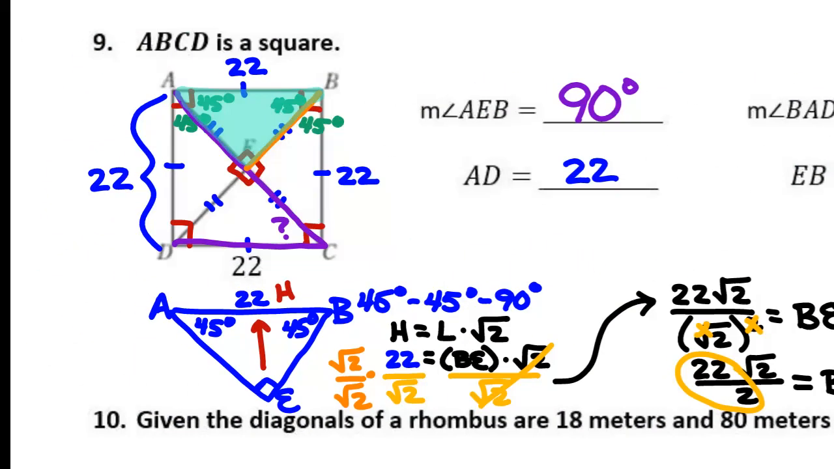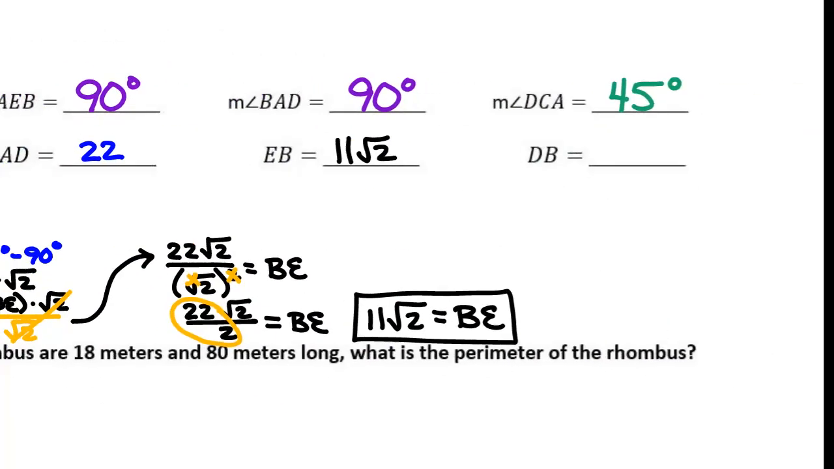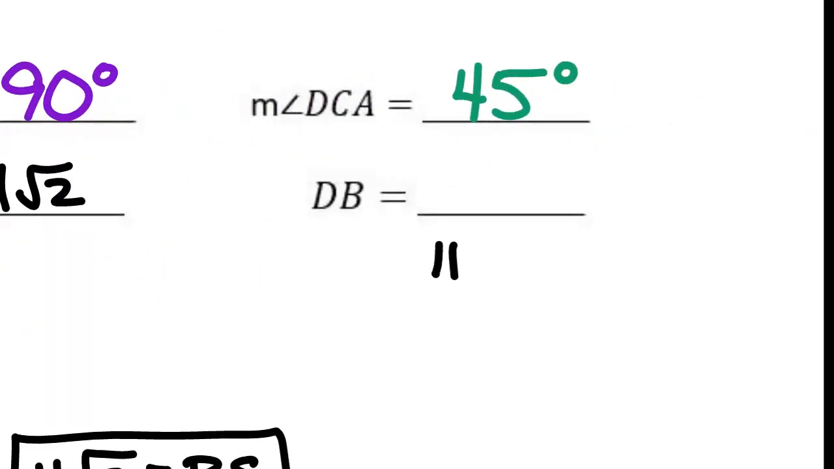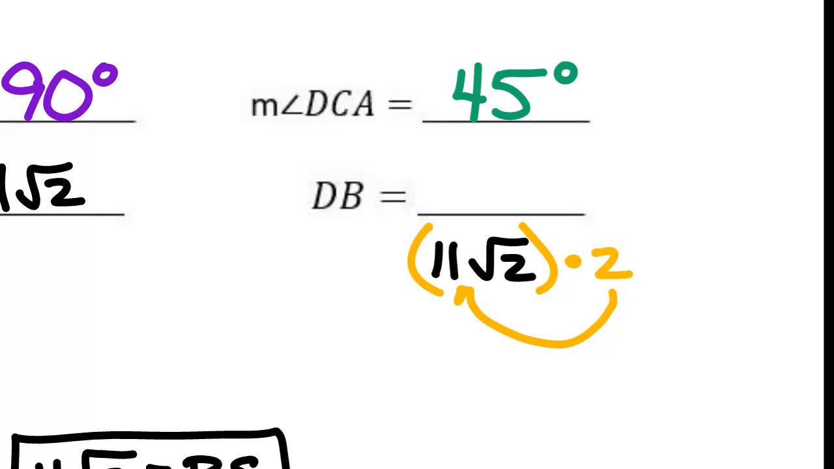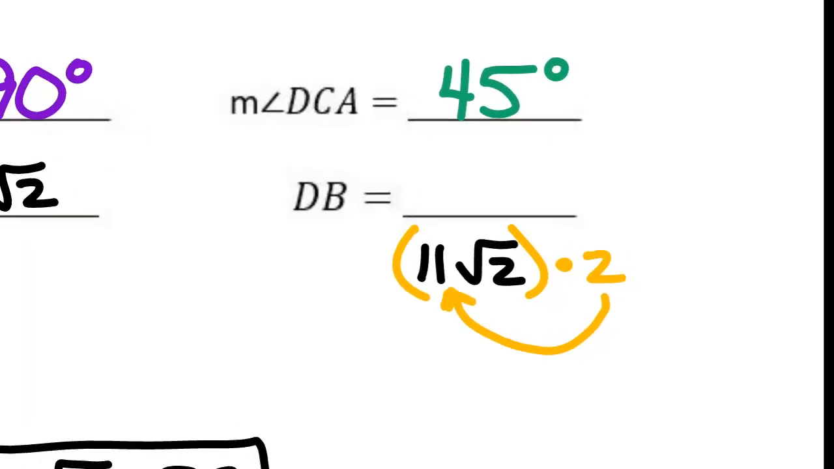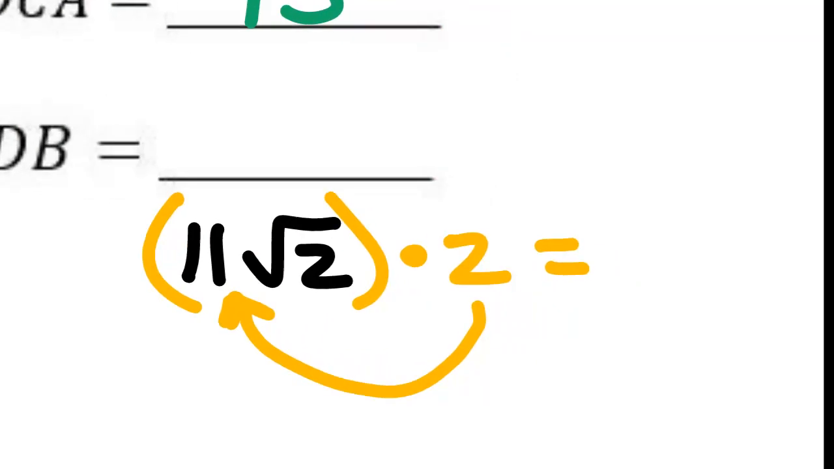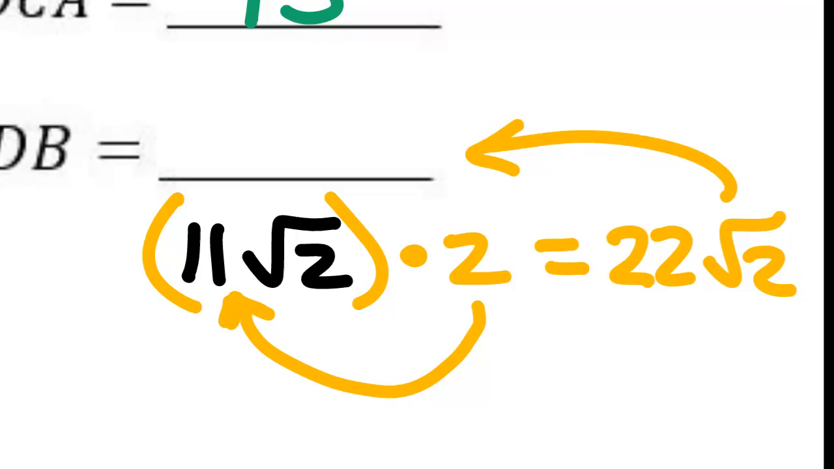All right, last thing they asked me to find on this is the length of segment BD, which is that whole diagonal. Well, how much of that whole thing is BE? Half. So I want to take 11 square root of 2, and we're going to multiply that by 2. That 2 on the outside is not underneath a radical, so I can only multiply it to other things that are not under the radical. What is 11 times 2? 22. So I have 22 square root of 2 for the length of DB.